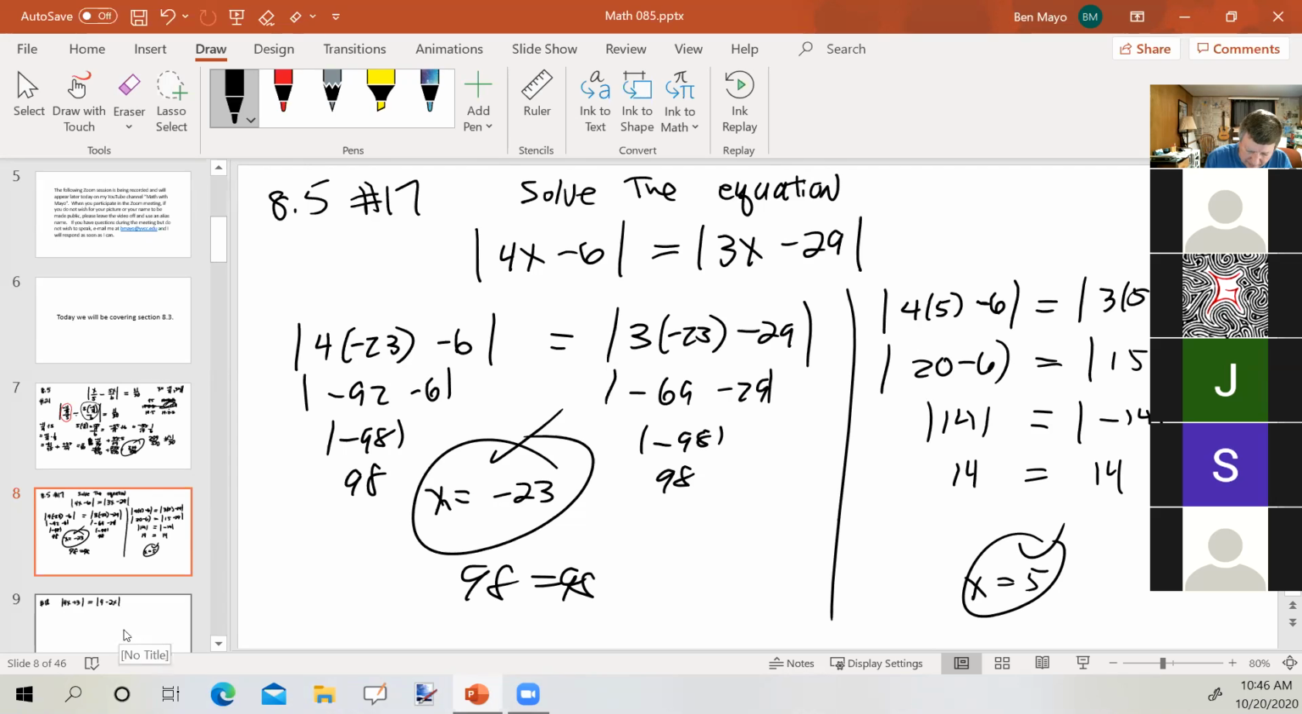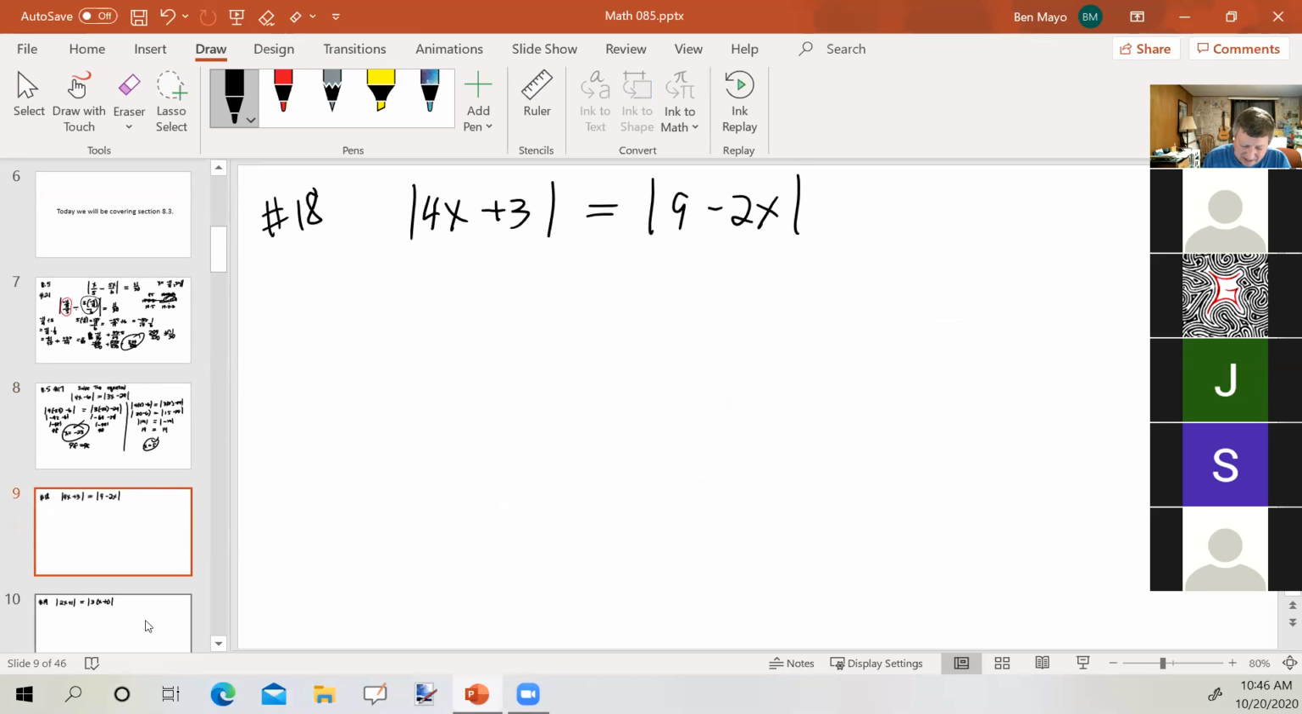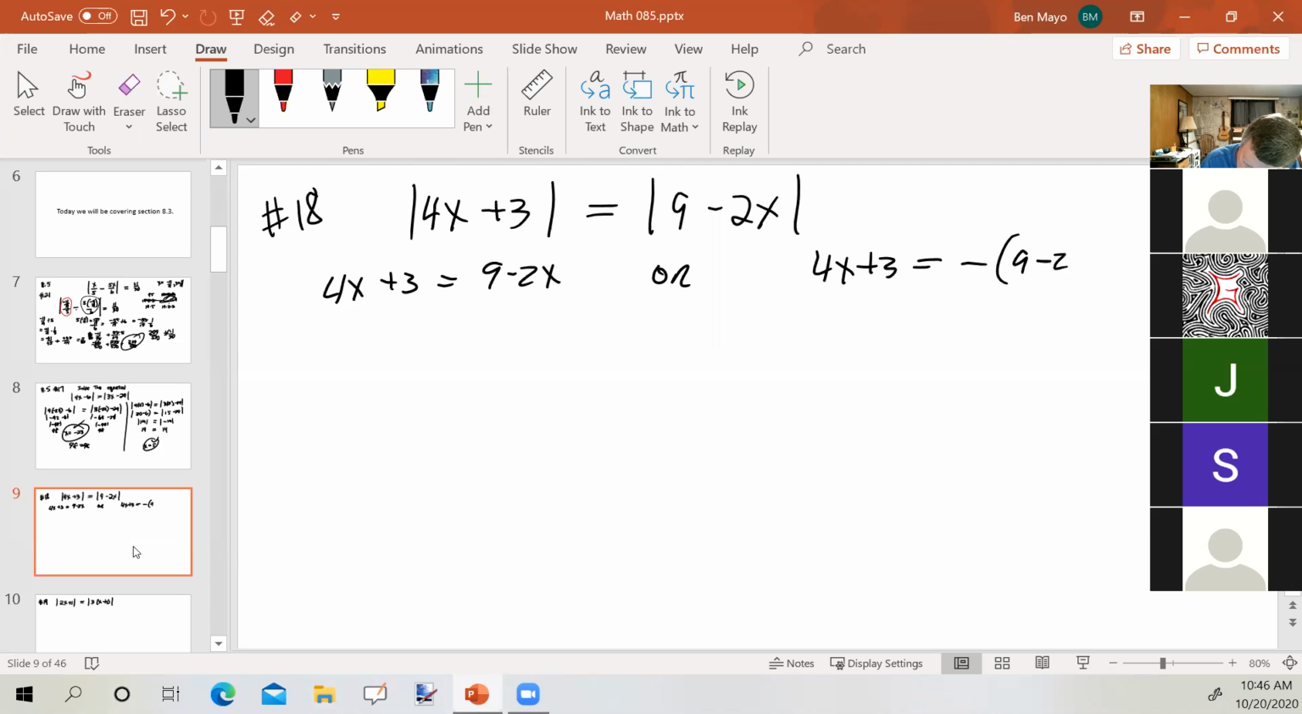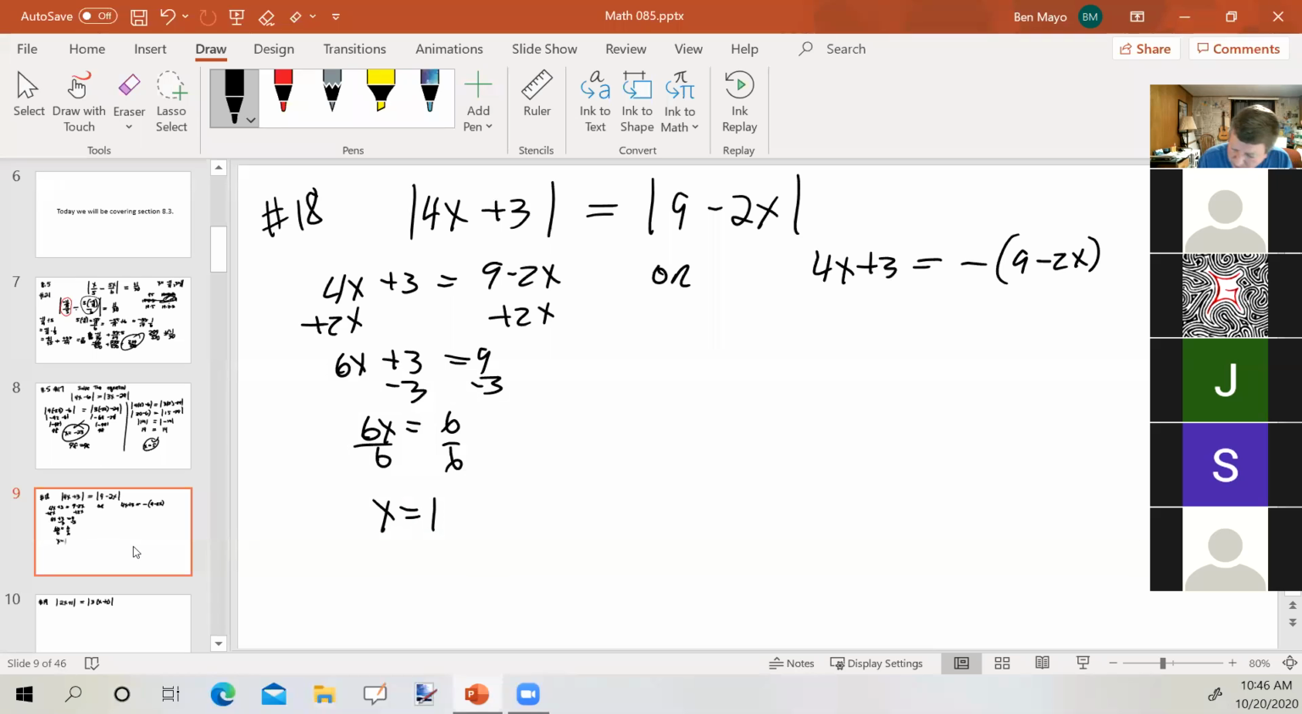And let's take a look at another one. Basically the exact same idea, slightly different numbers, but we're going to take what's inside the first one equals what's inside the second one, or what's inside the first one equals the opposite of what's inside the second one. On the left side, we're going to add 2 to both sides, and we're going to get 6x plus 3 equals 9. Subtract 3, 6x equals 6, divide by 6, x equals 1.